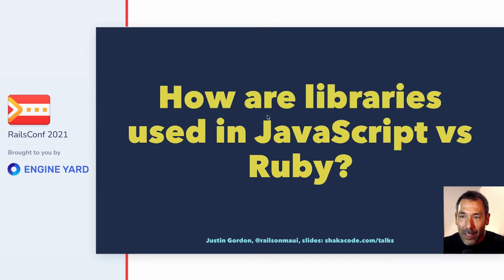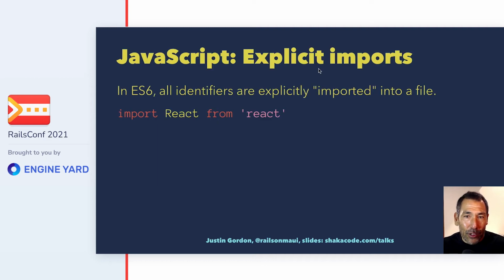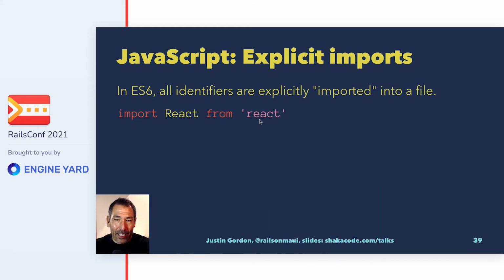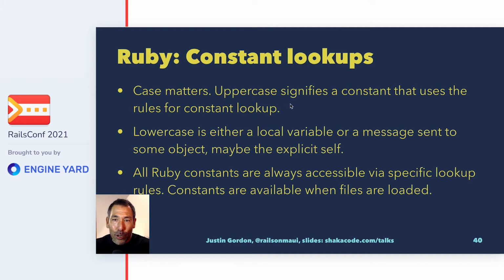It's important to know. So how are libraries used in JavaScript versus Ruby? This is really important to know, because in JavaScript, everything is always explicitly imported. So you have import React from React. Nothing is ever going to get magically in there. In Ruby, you have to do this constant lookup stuff. So you rarely see imports. Nothing is ever explicitly put in the Ruby files. It's more of a global sort of lookup, and it's based on case. Like lowercase would mean it's a local variable or it's a message sent to some object.